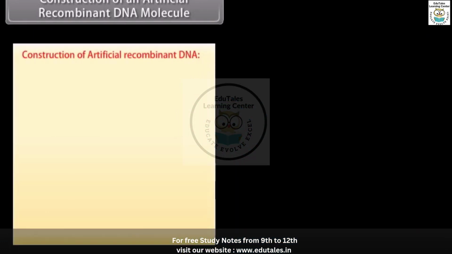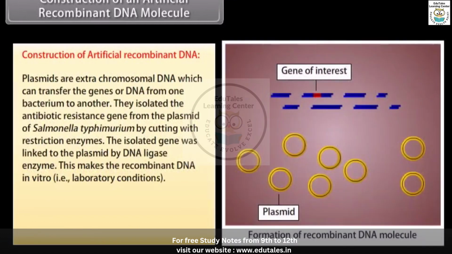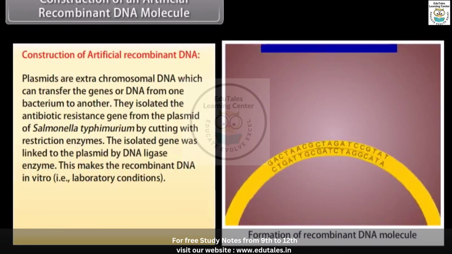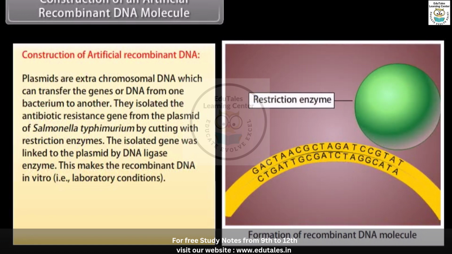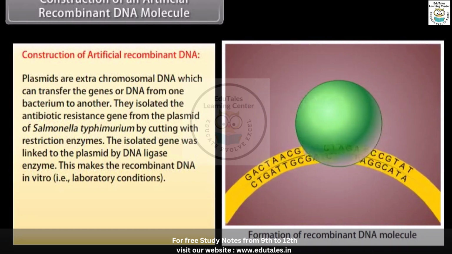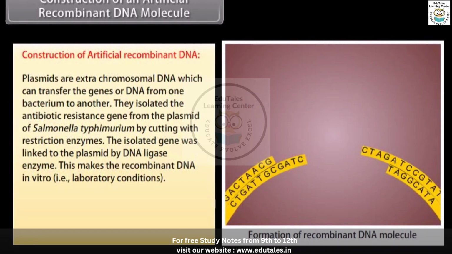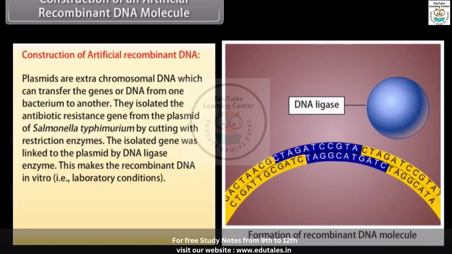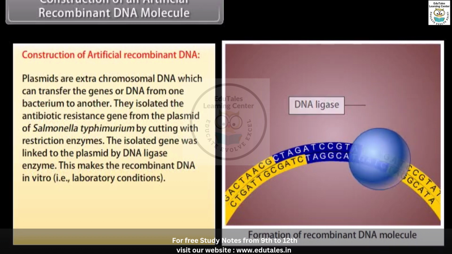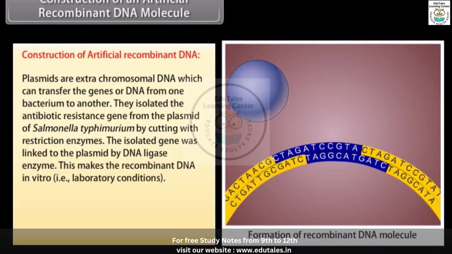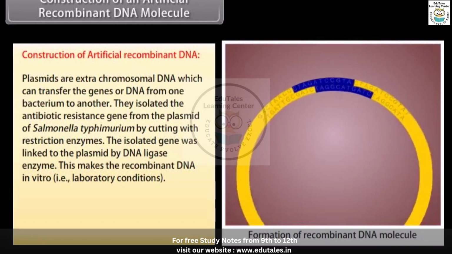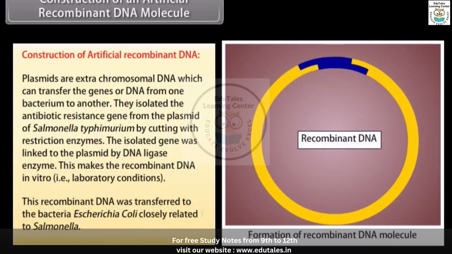Construction of artificial recombinant DNA. Plasmids are extrachromosomal DNA which can transfer the genes or DNA from one bacterium to another. They isolate the antibiotic resistance gene from the plasmid of Salmonella typhimurium by cutting with restriction enzymes. The isolated gene was linked to the plasmid by DNA ligase enzyme. This makes the recombinant DNA in vitro, that is, laboratory conditions. This recombinant DNA was transferred to the bacteria Escherichia coli, closely related to Salmonella.